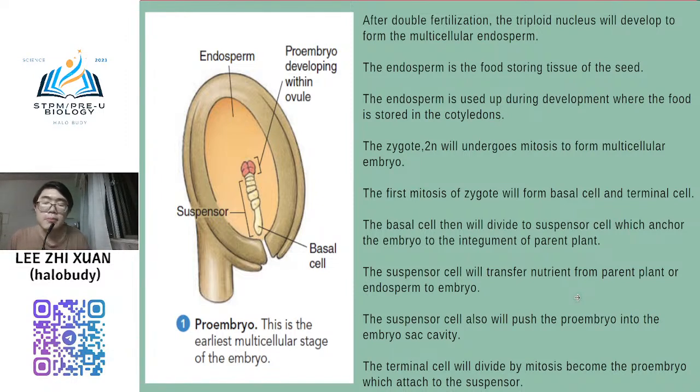And then the terminal cell later will divide by mitosis to become the pro-embryo, which attaches to the suspensor cell. So this is the first stage, which we call the pro-embryo stage. So they will form the pro-embryo.